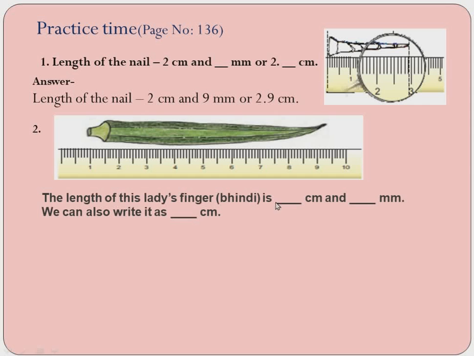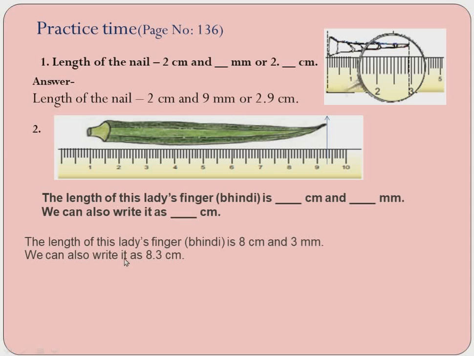The length of the lady finger is dash centimeters and dash mm. We can also write it as dash centimeters. Now directly by seeing this, everyone will say that it is 9 point something. Yes or no? That is the big mistake which everyone does. But this bindi has started from here, from 1. It didn't start from 0. Did it start from 0?